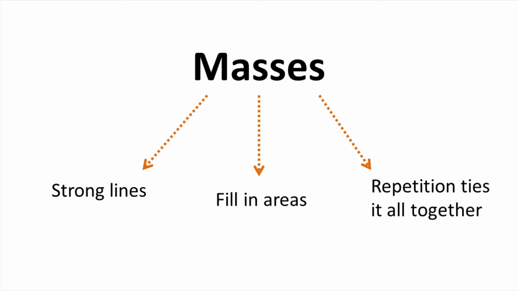A mass can give your eye a place to rest between focal points, for example. And masses are great for creating repetition and tying a landscape together. If you have a mass of the same kind of plant in several places throughout the landscape, it signals that the landscape was designed as one and creates unity.